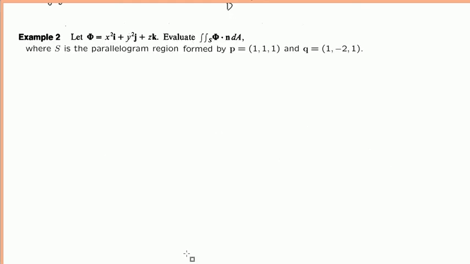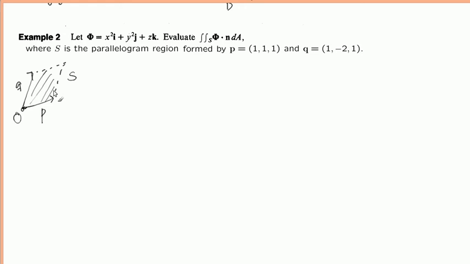All right. Here's the same vector field and the same integral, the surface integral of that. Just S is different, right? What is it? A parallelogram, the region formed by a position vector P and a position vector Q. So if I give you the picture, here's vector P, here's the origin, and here's the vector Q, and there's this parallelogram formed by these two, right? That's our S. That's a flat plane.